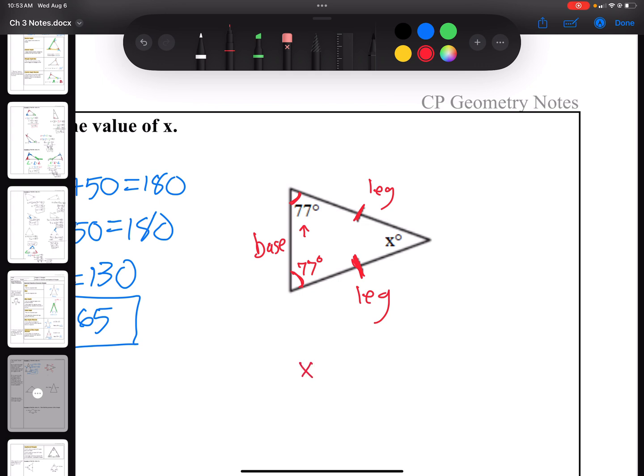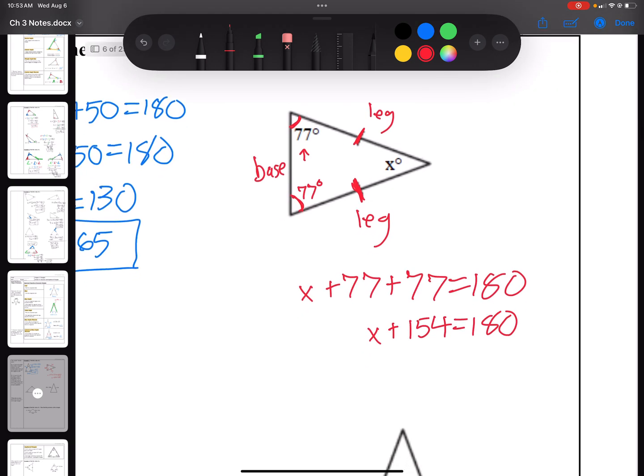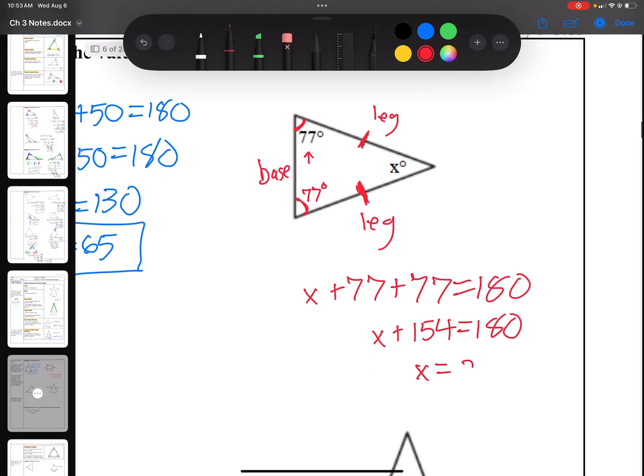So once again, those are angles on the inside of a triangle, and all three angles on the inside of a triangle add up to 180. Combine your like terms on the left, the 77 and the 77 will give you 154. Subtract 154 from both sides, and you'll get x equals 26.